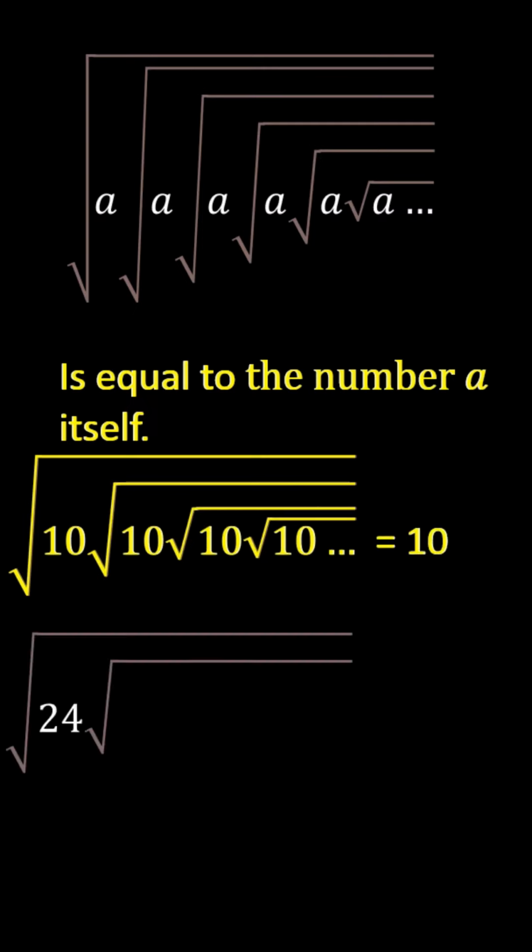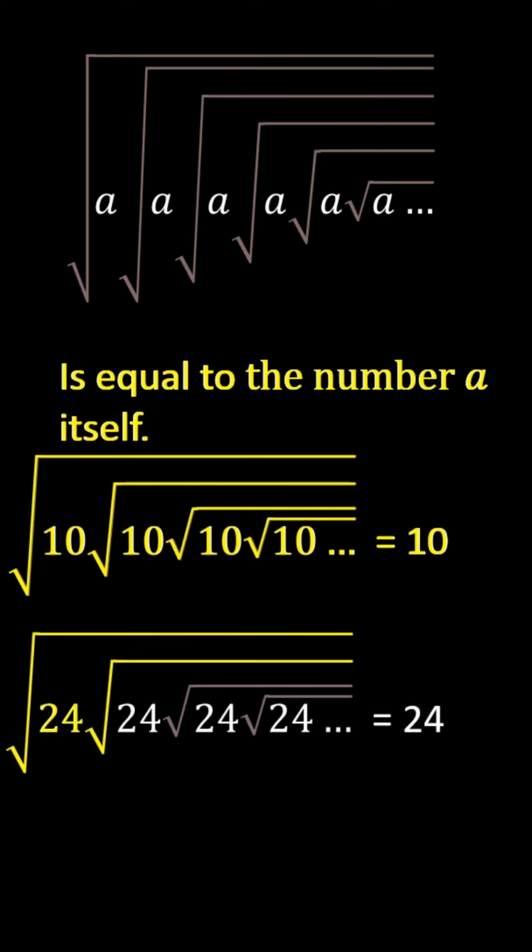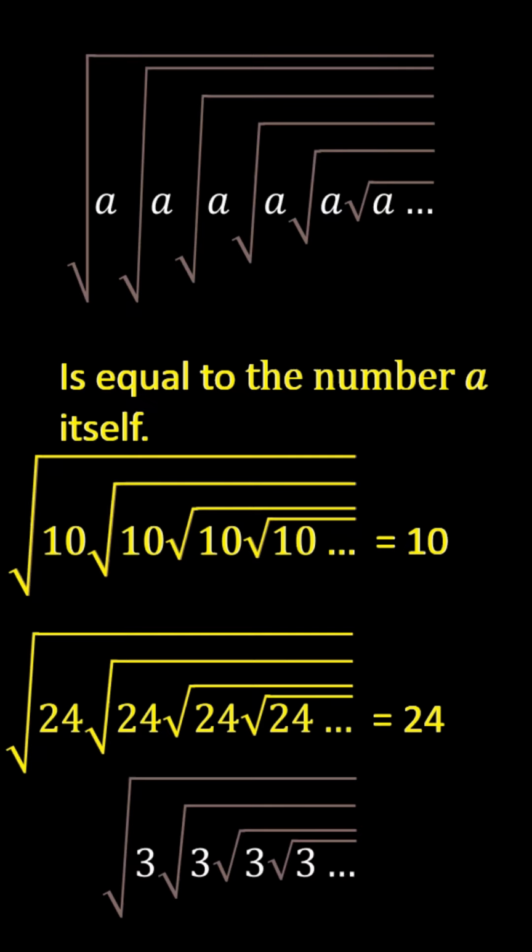The square root of 24 times the square root of everything that's inside times 24 times the square root of everything that's inside and so on is also 24 itself. The square root of 3 times the square root of everything that's inside and so on is 3 itself.